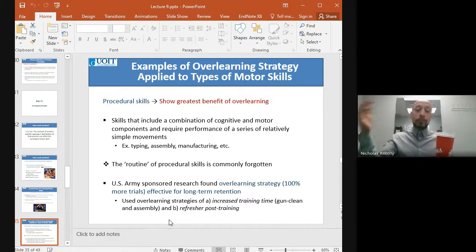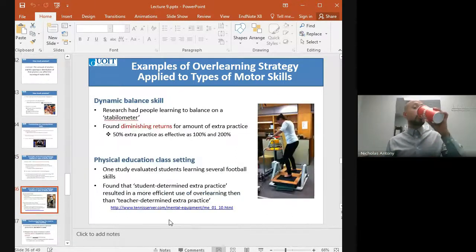Overlearning is training or practice past the point of reaching the required performance level, for better retention. It shows the best benefit for procedural skills. Keep hitting the thing. Sorry, guys. Is everyone okay? Does everyone get that?